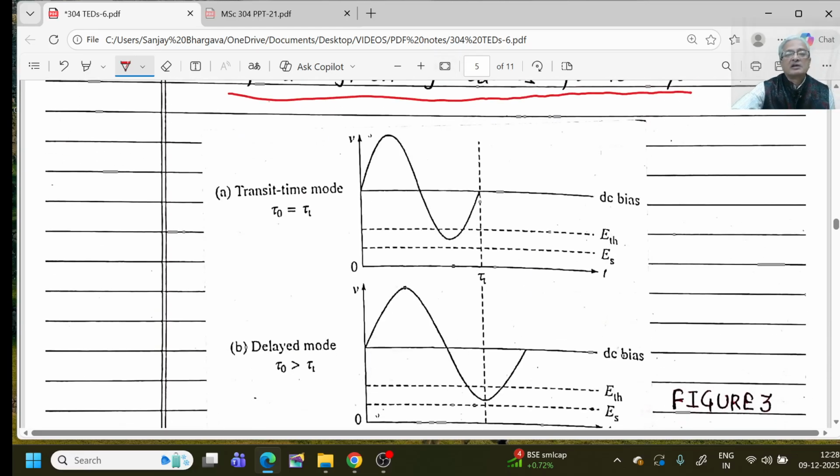This represents the figure A here. Here tau 0 equals tau L. This represents the DC bias. This represents the threshold field. This represents the sustaining field. This is transit time mode.